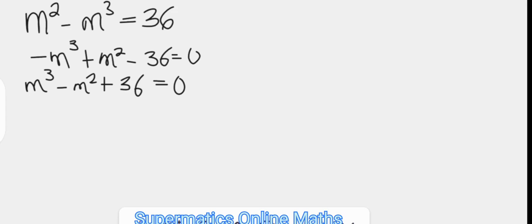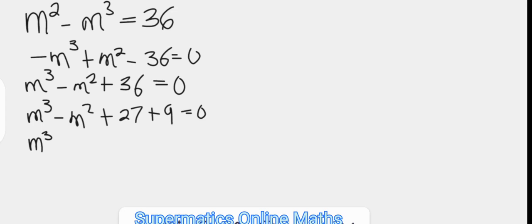Now we are going to break 36 down into two numbers, one a square, one a cube, and this will make us have m to the third power minus m squared plus 27 plus 9 equals 0. 27 is 3 cubed, while 9 is 3 squared. So we can rearrange to have the cubes together. M cubed plus 27 minus m squared plus 9 equals 0.